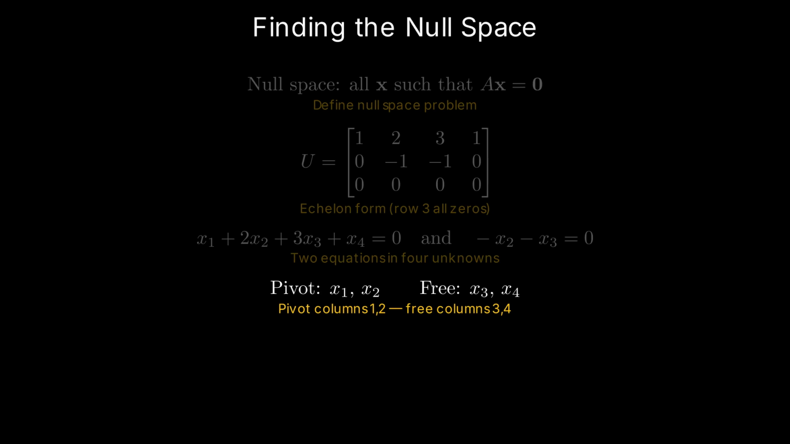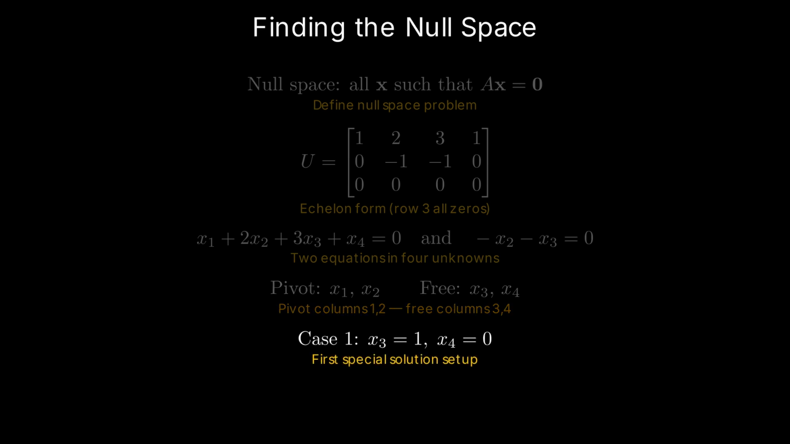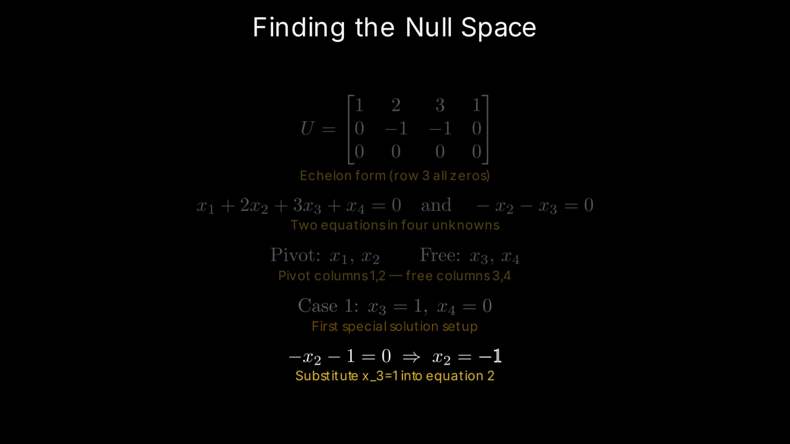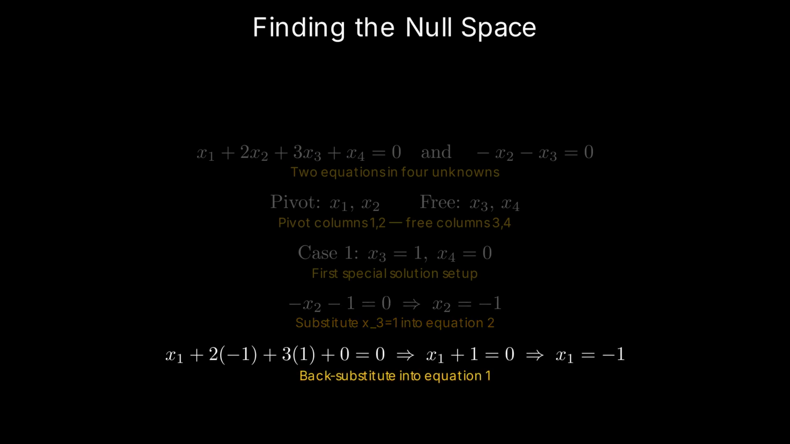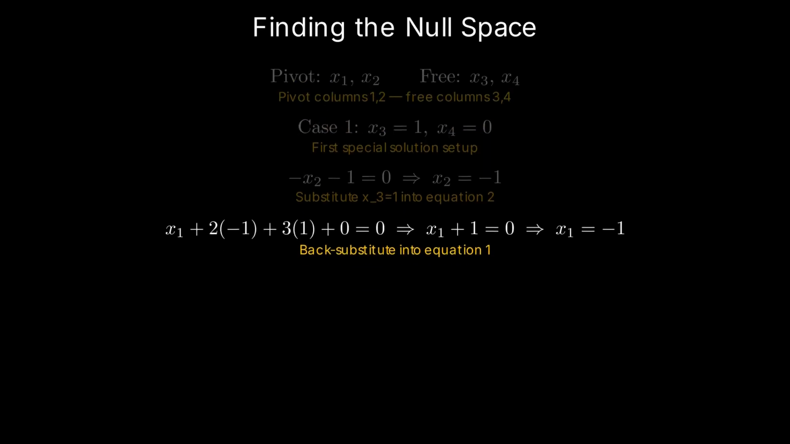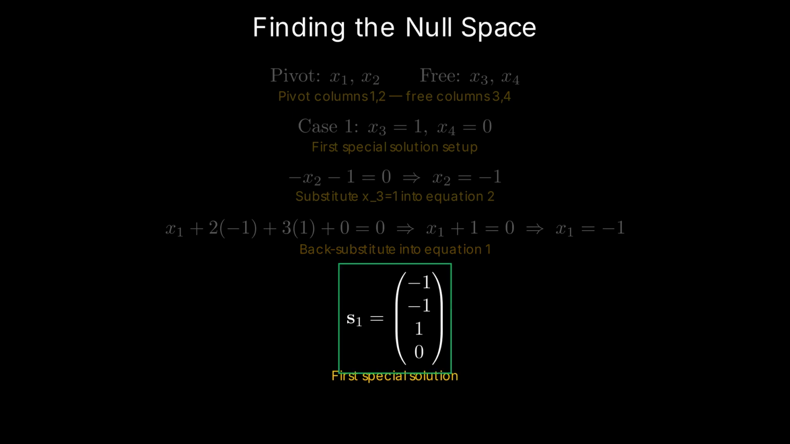A special solution sets one free variable to 1 and the rest to 0, then solves for the pivot variables using back-substitution. First case, set x3 equals 1 and x4 equals 0. Equation 2 gives negative x2 minus 1 equals 0, so x2 equals negative 1. Equation 1 becomes x1 plus 2 times negative 1 plus 3 times 1 plus 0 equals 0. That simplifies to x1 minus 2 plus 3 equals 0, which is x1 plus 1 equals 0, so x1 equals negative 1. Special solution S1 is the vector negative 1, 1, 0.